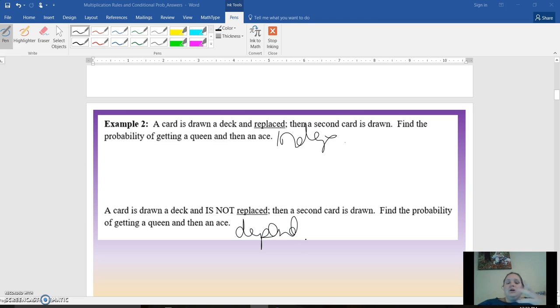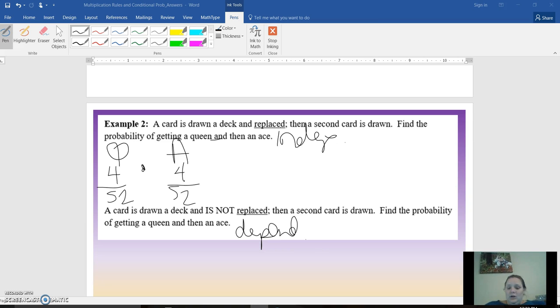All right, so a card is drawn from a deck, it's replaced, and a second card is drawn. So first we want a queen, and then we want an ace. There are 4 queens, and 52 total. We have the word and, that means to multiply. And then we're putting that card back, so we still have 52 cards to choose from, and then there are 4 aces. You can go ahead and do 4 times 4, and then 52 times 52, or I'm actually going to stick to my calculator. And so we get 1 over 169.